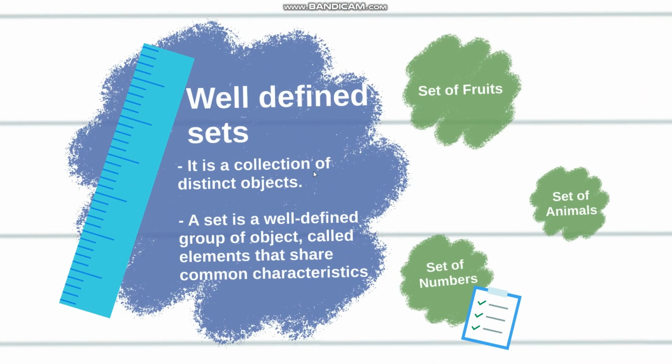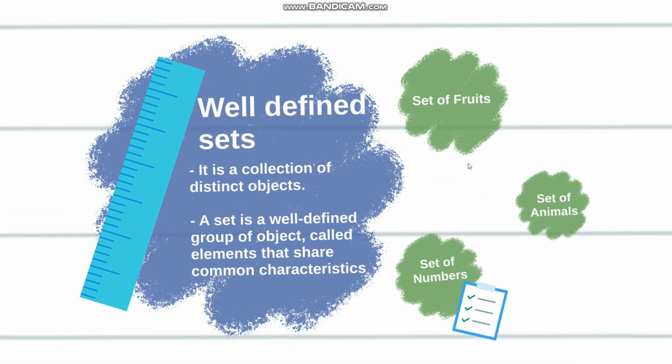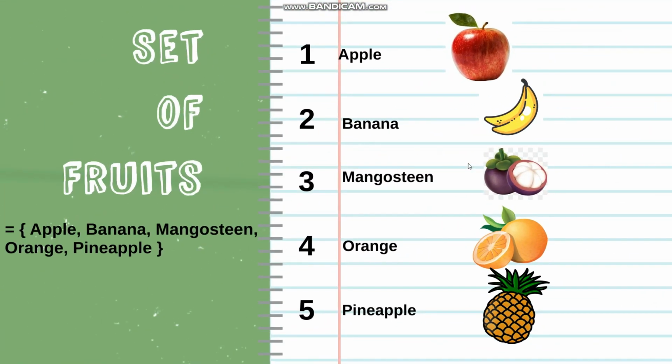And here's the definition for our well-defined sets. It is a collection of distinct objects. A set is a well-defined group of objects called elements that share common characteristics. And here are our examples of well-defined sets. The first one is the set of fruits.